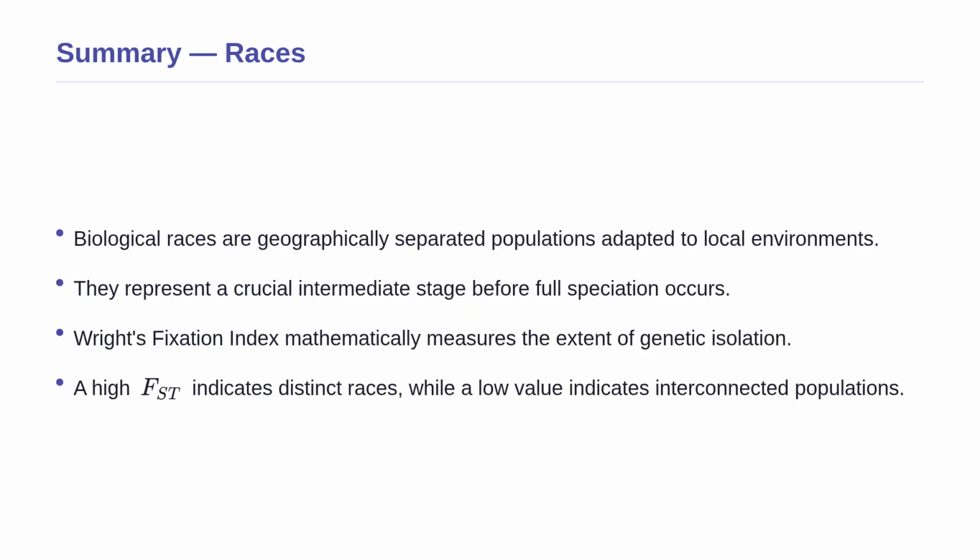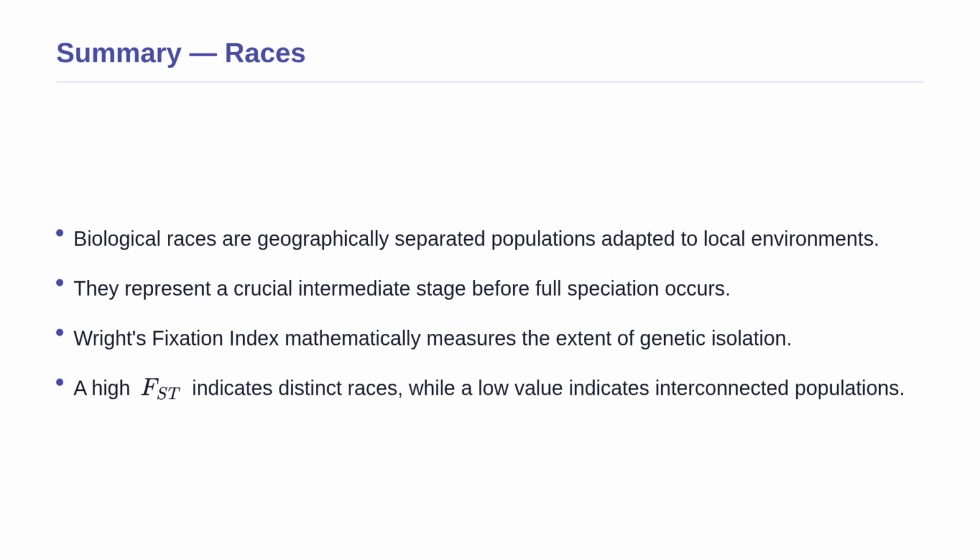We have covered a lot of ground today, so let us summarize our key takeaways. First, biological races are geographically separated populations of the same species that have adapted to their specific local environments. Second, remember that races represent a crucial intermediate stage in evolution, showing us how microevolution can eventually lead to entirely new species. Third, we do not just guess about these differences.